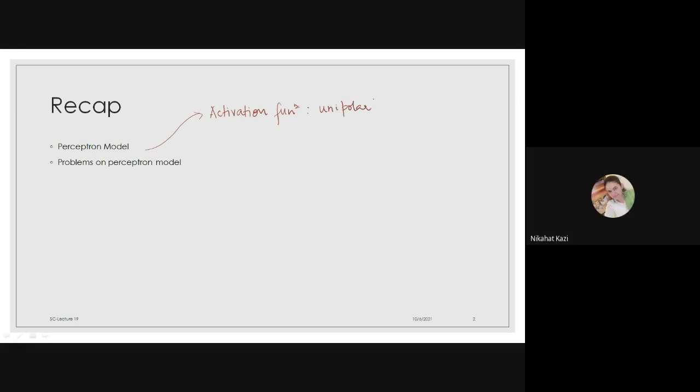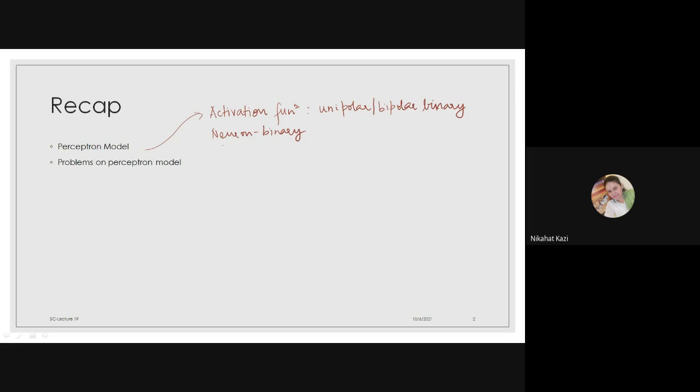Unipolar and bipolar? Binary, right? So binary activation functions. The type of the output of the neuron is binary. The neuron is binary in nature. It gives you a 0 or 1 or plus 1 minus 1 kind of an output, right? So perceptron model uses unipolar or bipolar binary activation functions.